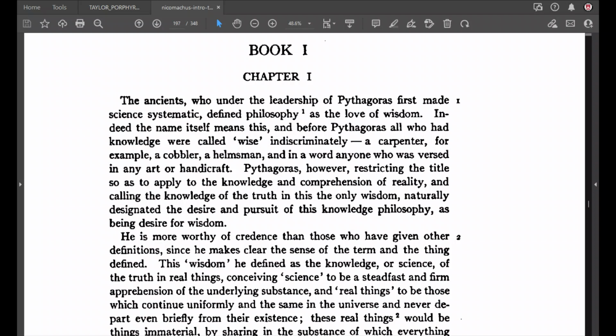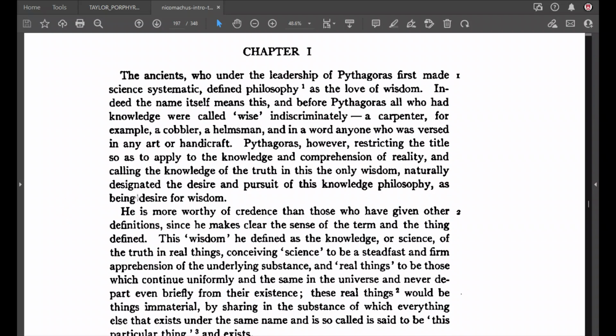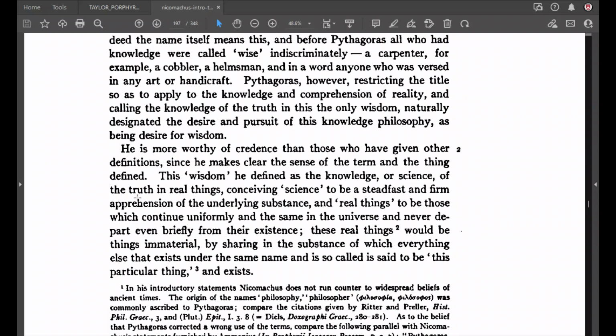So if you know how to grow tomatoes, but you don't study philosophy, Pythagoras says you are not a wise man. The knowledge of the truth is wisdom. In the next paragraph, read along with me, Pythagoras is more worthy of credence. Credence means trust and respect.